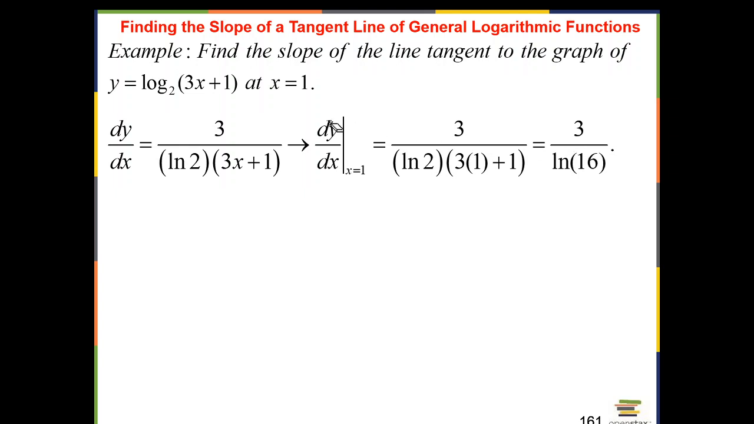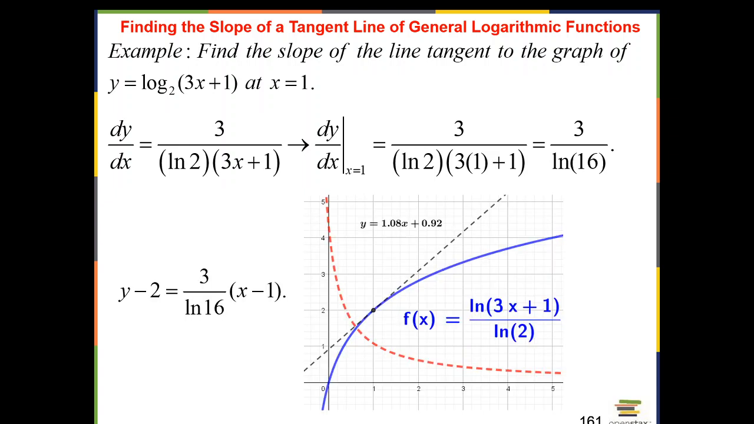So what do we find? Well, that's all we had to do actually. It says find the slope of the line. You don't have to find the equation, but here it is if you want it. So you see that's the graph, that's the tangent to it, and that's the equation of it.